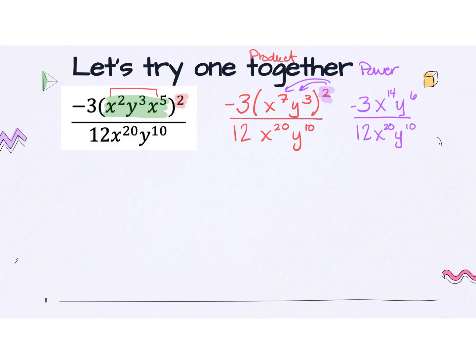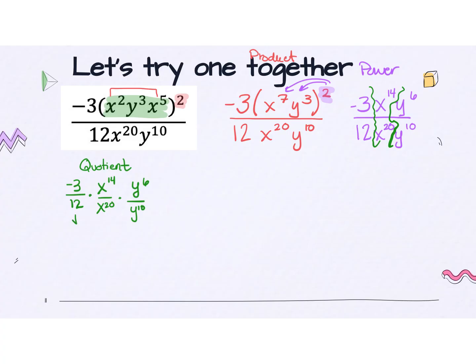Here we go. So the next thing that we're going to do is apply the quotient rule. And here is where I go through and I break everything down. I separate my stuff. Okay? So now I have 3 pieces. I have negative 3 over 12 times x to the power of 14 over x to the power of 20. Then I have y to the power of 6 all over y to the power of 10.